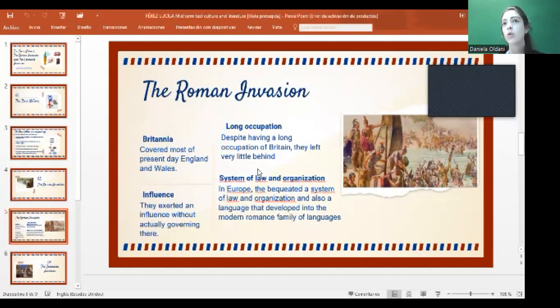In Britain, all they left behind were villages, baths, temples, but they were destroyed soon after. While in Europe, they began a system of law and organization, and also a language that developed into the modern Roman family of languages.